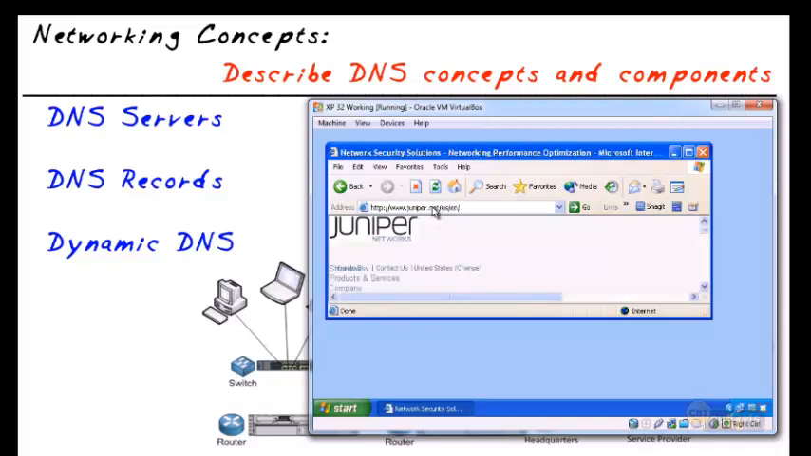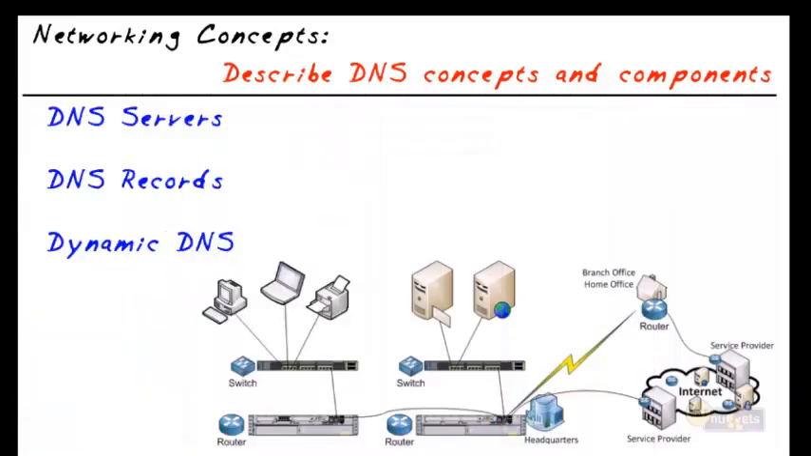We don't even have to worry about IP addresses, but in the background, there's an amazing system of domain name servers that are all allowing us to resolve names like juniper.net into an IP address. So DNS is appropriately named domain name system because it's not just one device, it's a system of devices that are providing this functionality. So let me share with you how it works.